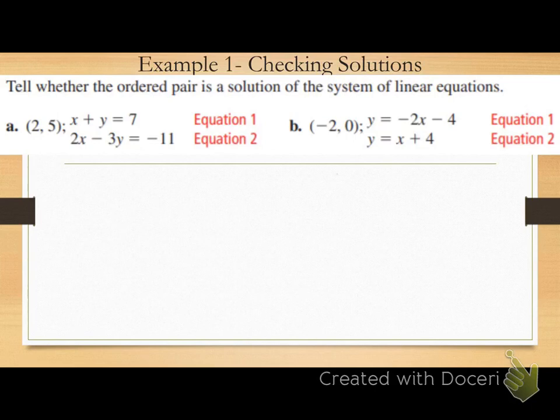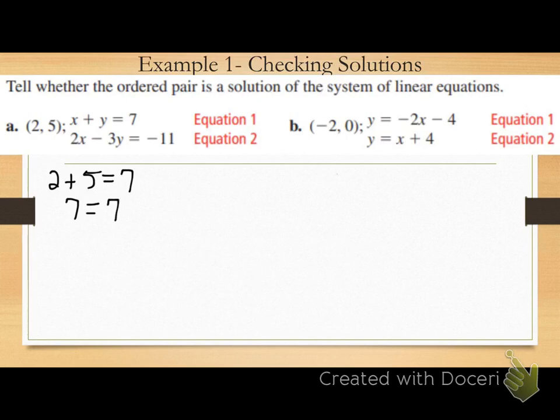So, first equation, x plus y equals 7. What am I replacing x with? 2, because that's my x value from my ordered pair. Plus y, what am I replacing y with? 5, because that's my y value from the ordered pair. And now I'm working down both sides of the equation. Left-hand side, 2 plus 5, what does that give me? 7. The right-hand side, 7, is already worked out for me.